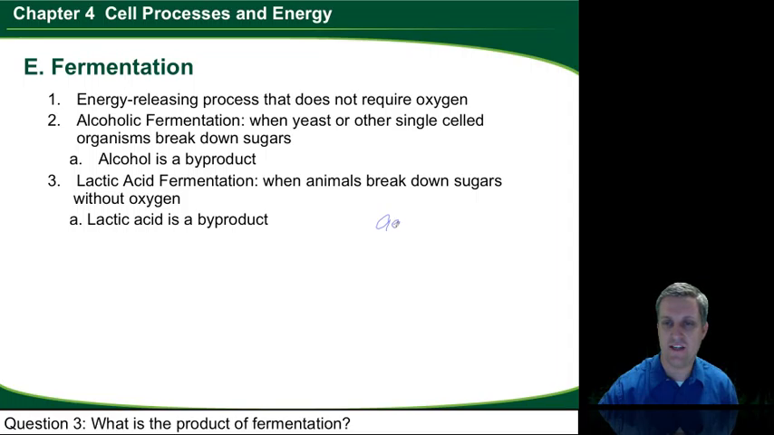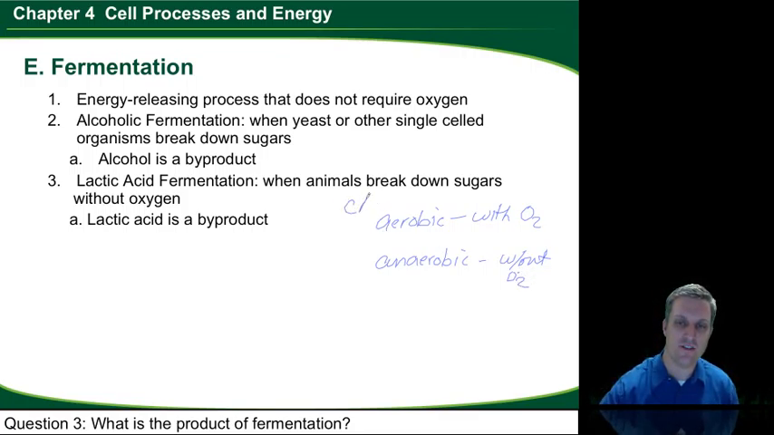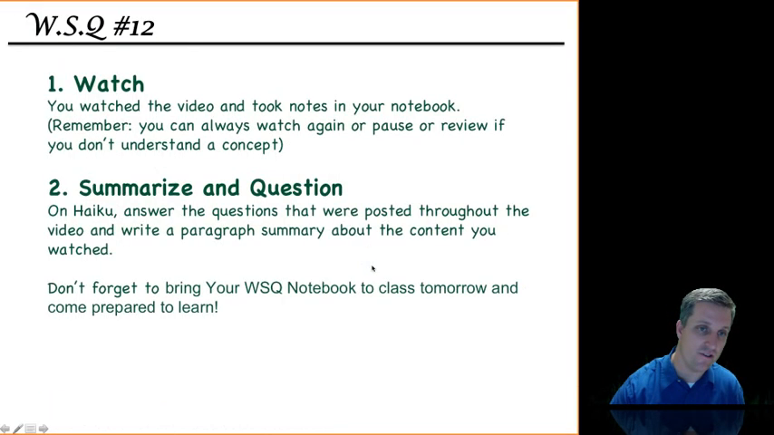Typically, cellular respiration is aerobic, which literally means with oxygen. In fermentation, we have something called anaerobic, which is without oxygen. So in cellular respiration, it's aerobic: there's oxygen, it can break things down, and it's very efficient. In fermentation, it's anaerobic: there's no oxygen, and so it's not very efficient.